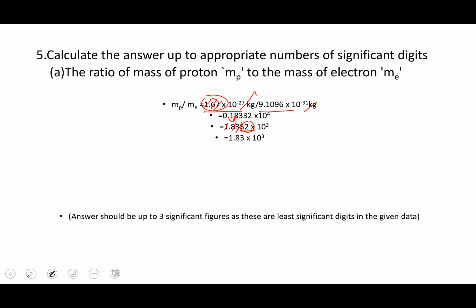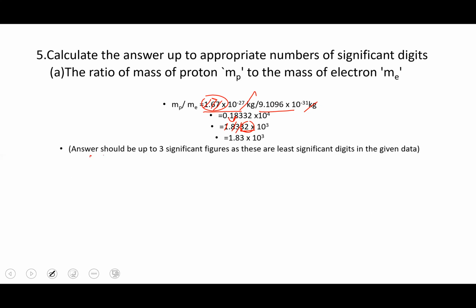That is our answer. The answer should be up to 3 significant figures, as these are the least significant digits in the given data. Now, the second part of this question says the ratio of the charge of the electron, which is Qe, to the mass of the electron, which is Me. The charge of an electron is 1.6 times 10 to the power minus 19 coulomb, whereas the mass of the electron is given right over here, which is 9.1096.